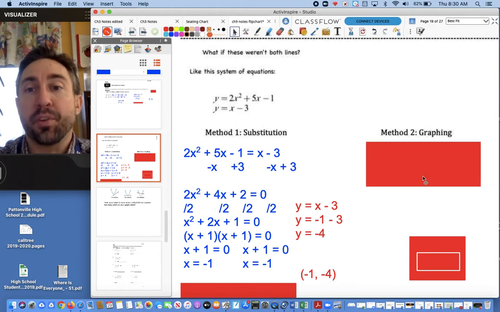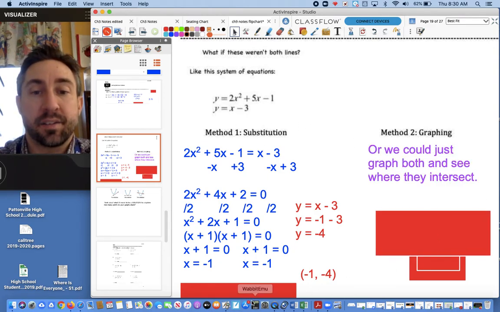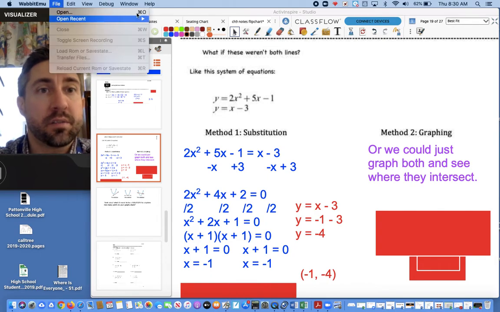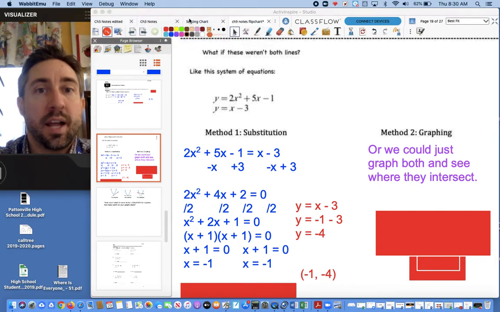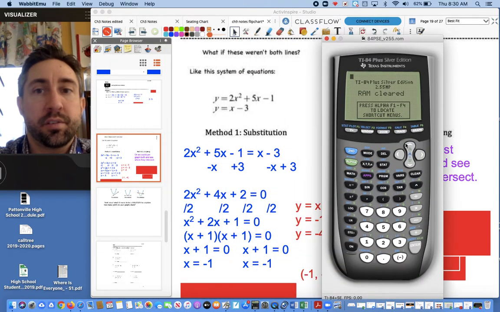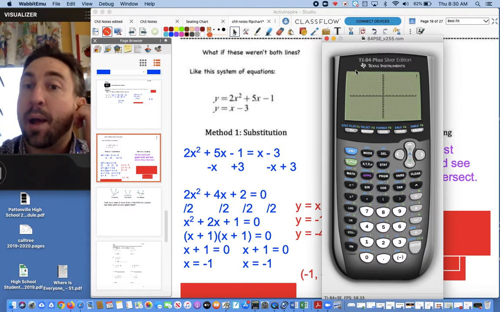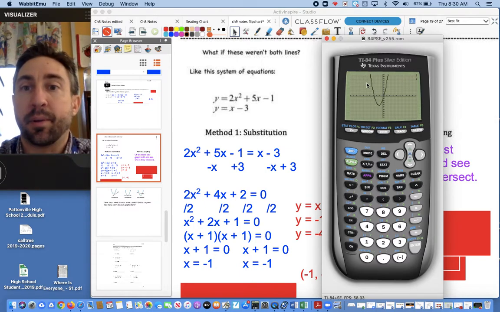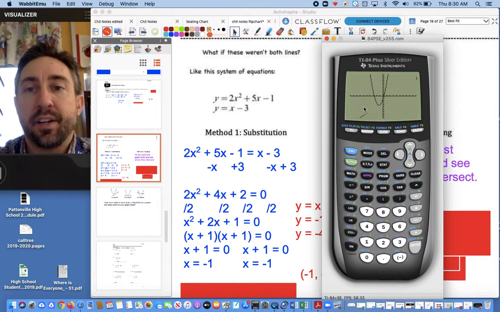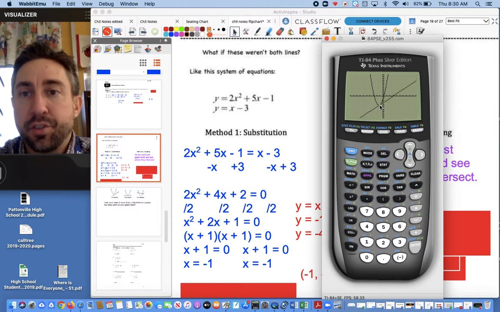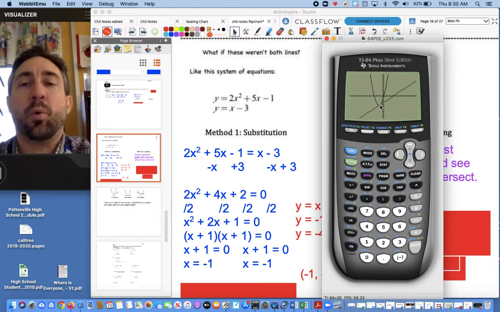We could just graph both of these equations and see where they intersect. So let me pull up the calculator here. And I'm just going to type in my equations. This should be a lot easier, okay? 2x squared plus 5x, make sure you type in everything correctly, minus 1, and then x minus 3. Notice the first one's quadratic, so it should be a parabola shape. So we should see this parabola, the quadratic equation. And then here's my line coming across, and ooh, look, they do intersect, just one little point right there.